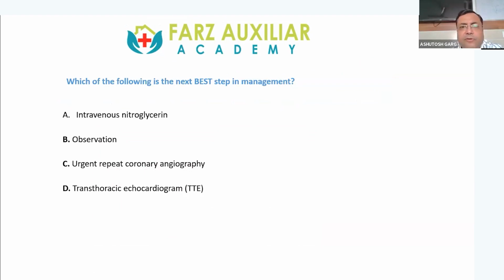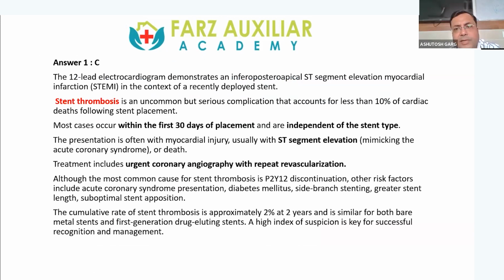So stent thrombosis is not very common, but it is a serious complication, in around less than 10% of the cardiac deaths following stent placement. So this line is very important. This is not so common, but a serious complication. It occurs within the first 30 days of the placement and is independent of the stent type, whether it's a drug-eluting stent or a bare metal stent. The stent thrombosis is common in both types of the stents. The presentation is the same, like ST segment elevation along with the chest pain and other symptoms.